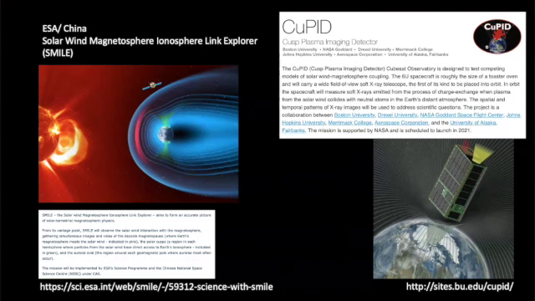It's the Solar Wind Magnetospheric Ionospheric Link Explorer, or SMILE, which is supposed to be launched in 2025. A smaller satellite is prepared by Boston University in collaboration with NASA Goddard and several different partners. That's called the COSPAR Plasma Imaging Detector, or CUPID, and that's supposed to go up next year.